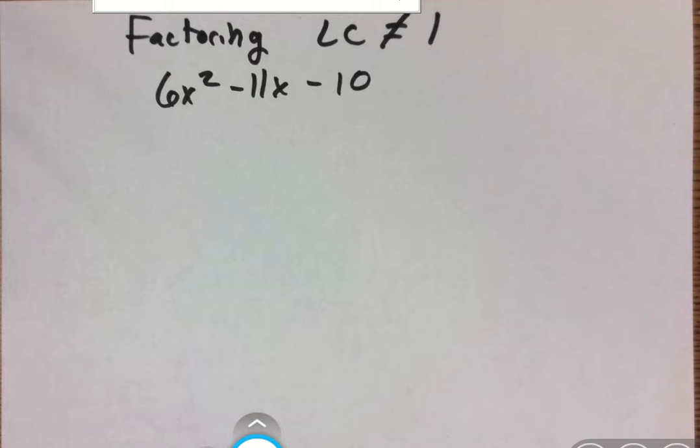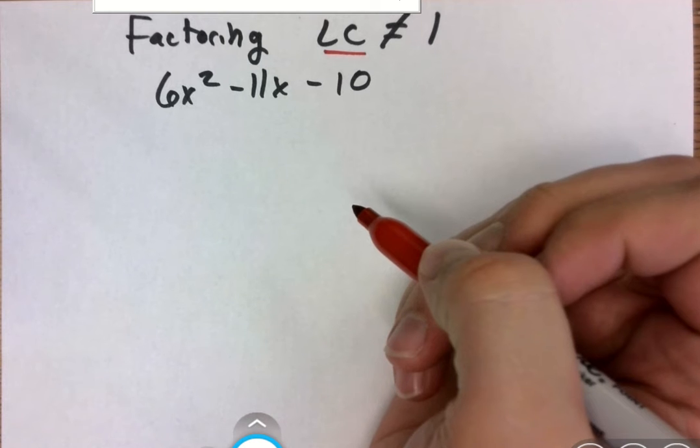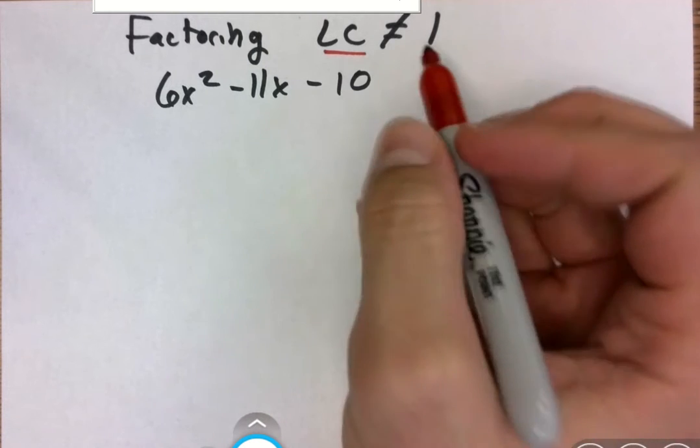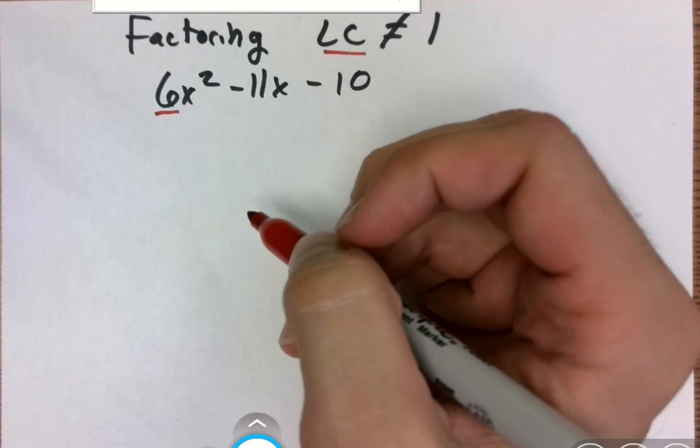I have a video on how to solve a quadratic by factoring, but I wanted to go over real quick just to make sure you understood how to factor when the leading coefficient, and that's what LC stands for, is not 1. So the leading coefficient in this case is 6. So when that's not 1, we factor it a little bit differently.